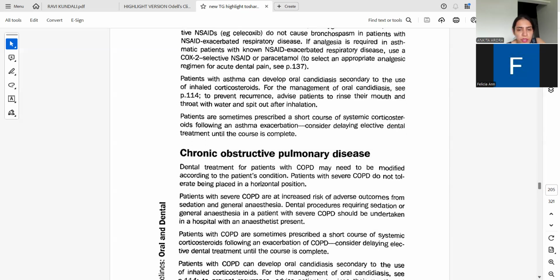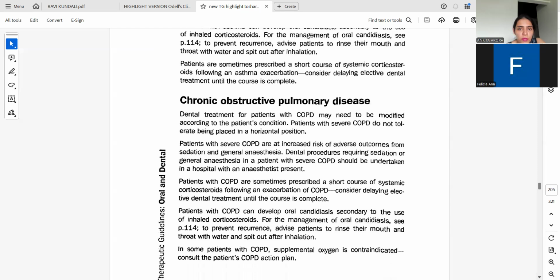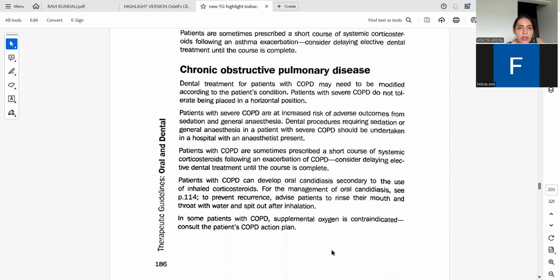Then we have COPD, chronic obstructive pulmonary disease. Now, dental treatments for patients with COPD may need to be modified according to the patient's condition. Patients with severe COPD do not tolerate being placed in a horizontal position. And patients with severe COPD are at increased risk of adverse outcomes for sedation and GA.